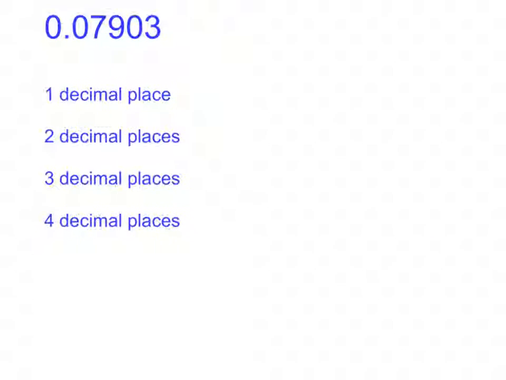Let's quickly recap rounding to decimal places. This number rounded to 1 decimal place would be 0.1. Because the first decimal place is the 0, check the next one over, which is 7, which means that the 0 increases to a 1. To 2 decimal places, we would have 0.08. Second decimal place is a 7. Next one is a 9, which increases the 7 by 1.